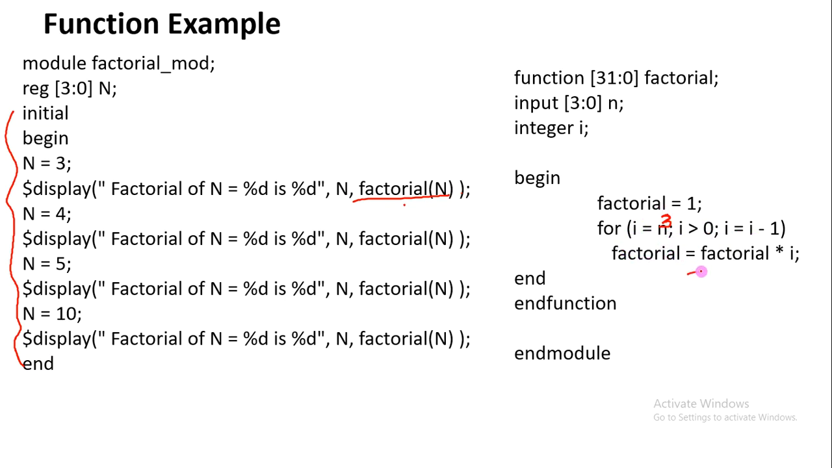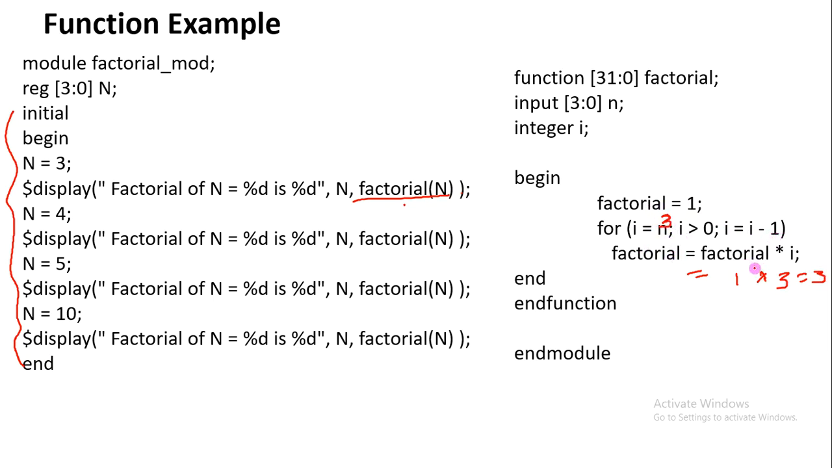First time when it executes, factorial is already 1. 1 into I, so I is 3 now, so you will get 3. This is the first execution. Now second time, I decrements. I is equal to 2 now.